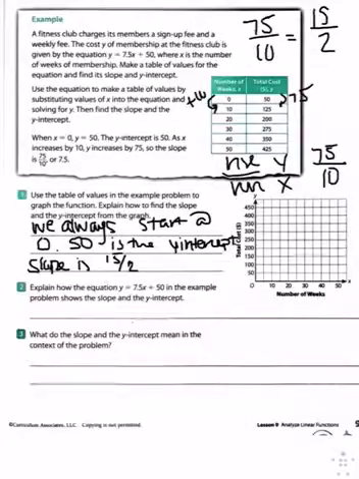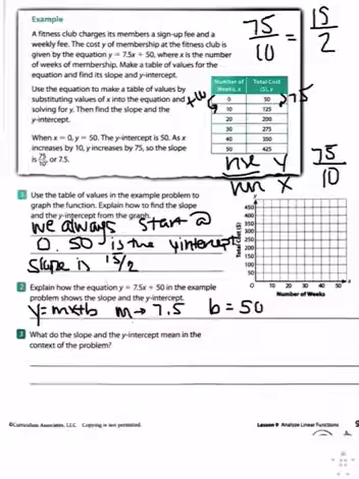Problem number 2. Explain how the equation y equals 7.5x plus 50 in the example problem shows the slope and the y-intercept. So, when we have an equation, we have to use the general form, y equals mx plus b. M is the slope, which is 7.5, or our answer of 15 over 2. And the y-intercept, b, is 50.